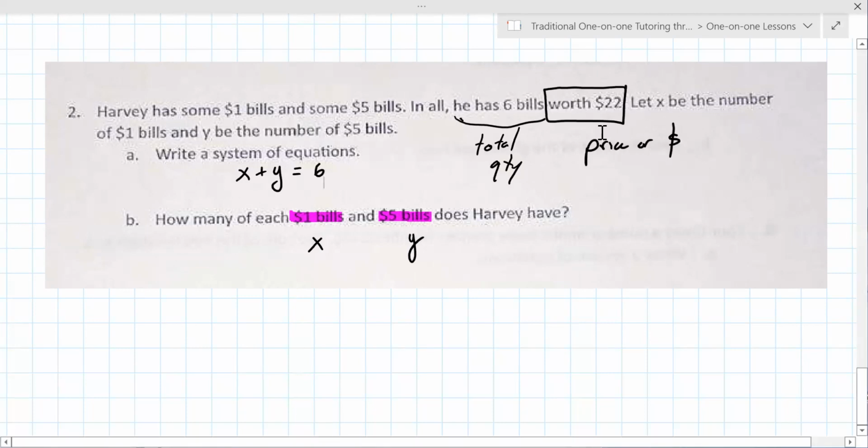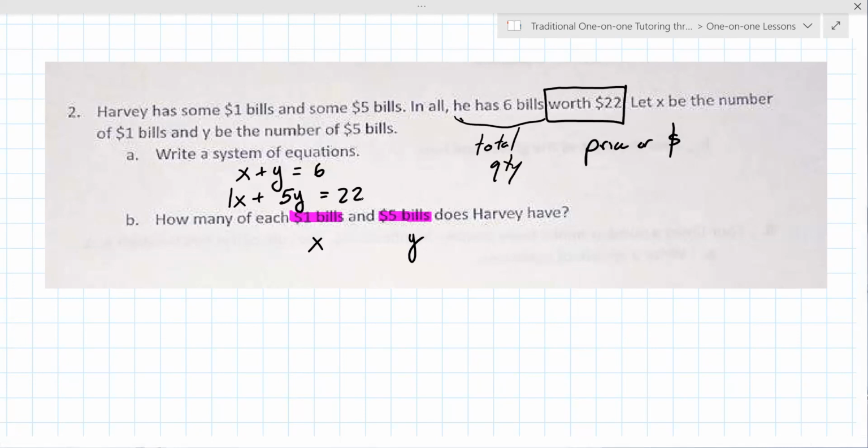The money equation is kind of like number one. It's the face value of the bill, which in this case is 1, times x, plus the face value of the other bill, 5y, equals 22. Any questions on how we set that up?